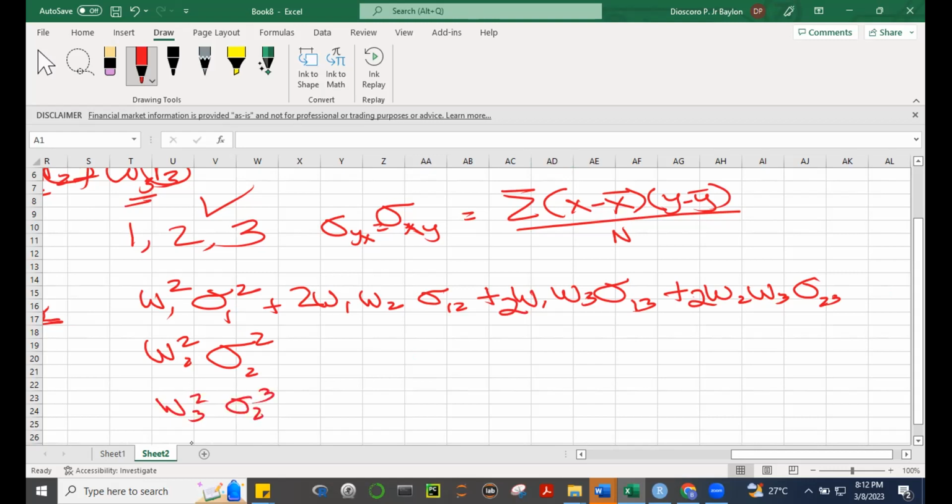All right, so this is now the variance of a 3-asset portfolio. So ang daming terms, no? Okay, so this is quite a challenge if we're going to do it mathematically or manually. Of course, you add everything and then get the square root, that will give us our portfolio variance.